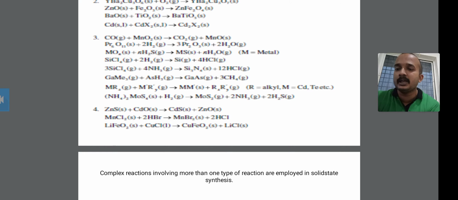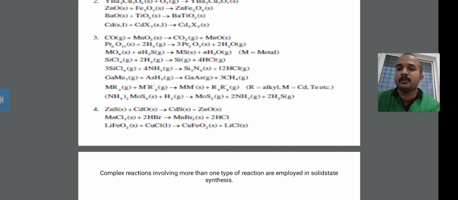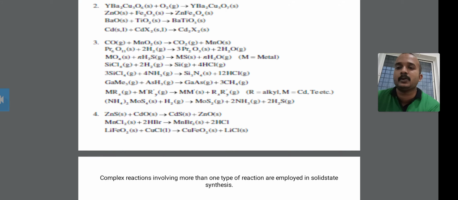This is an example of the metathetic reaction. In the metathetic reaction, the starting reactants are a gas and a solid, MnO2, so gas plus solid gives gas plus solid as products. Then Pr6O11 solid plus H2 gas, a solid plus a gas, forms a solid and a gas.